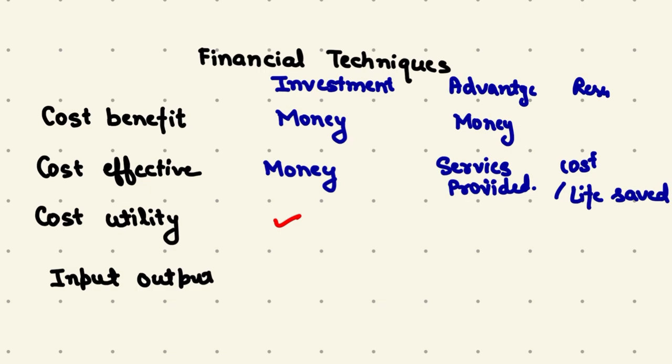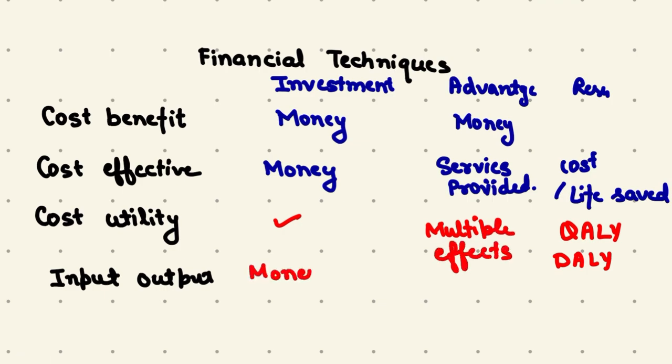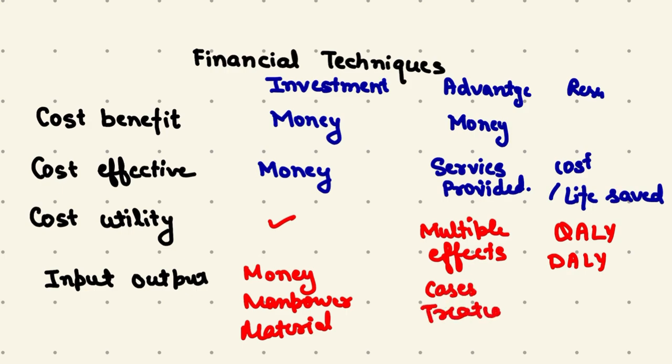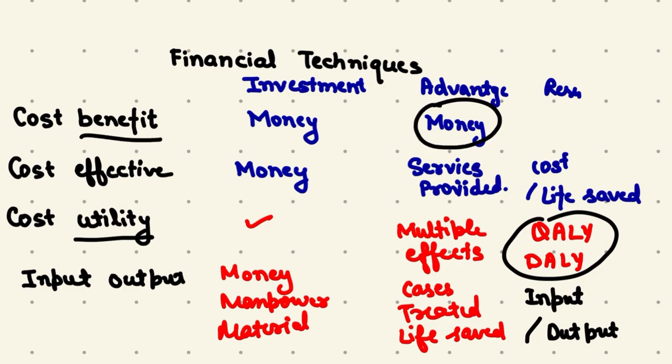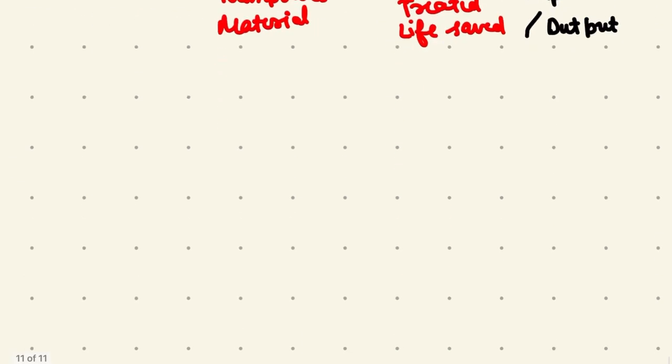money and we measure the advantage in multiple effects like quality of life. And in input output, we calculate investment in money, manpower, and material, and the advantage is calculated in cases treated and life saved. Results are measured in input per output. So in cost utility, we use quality, and in cost benefit, we use money, and in cost effective, services provided.